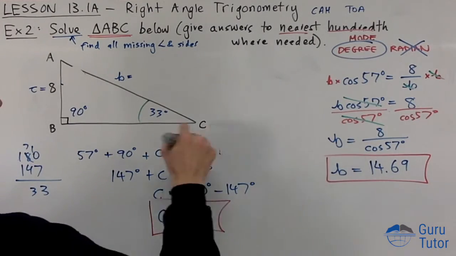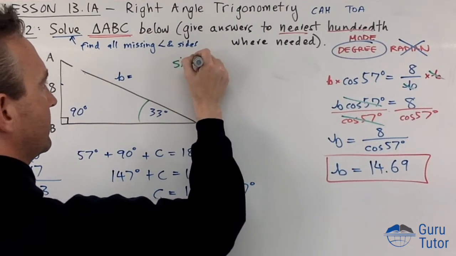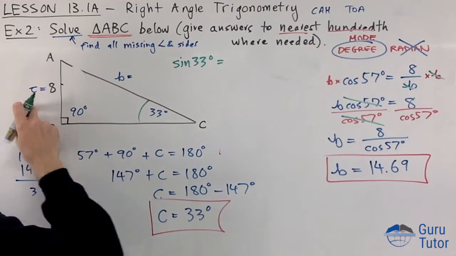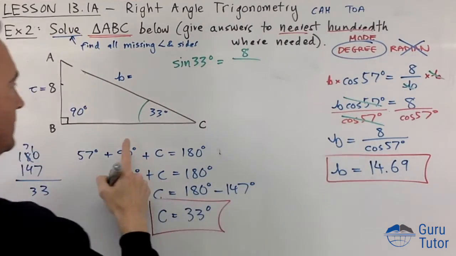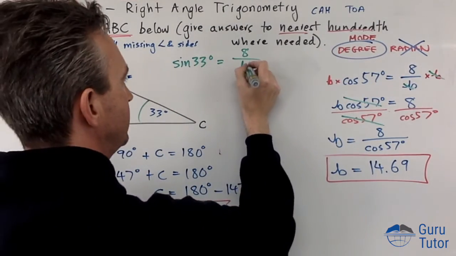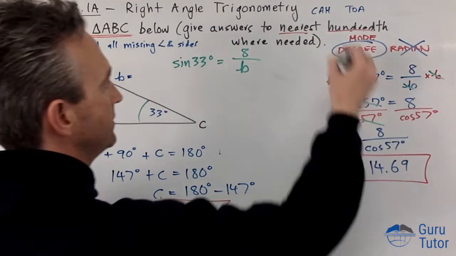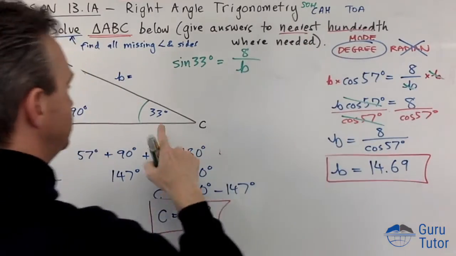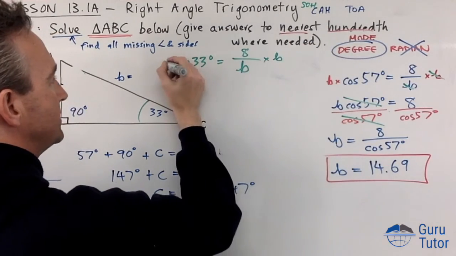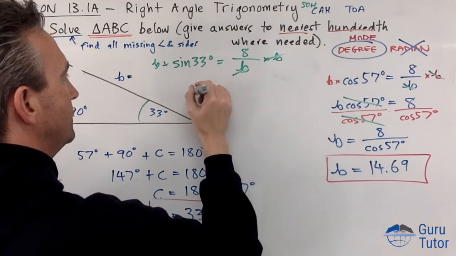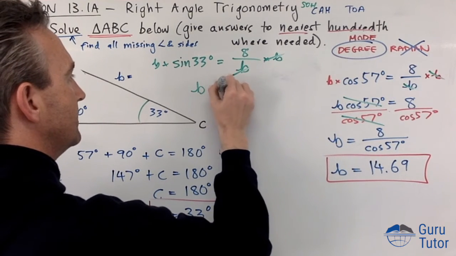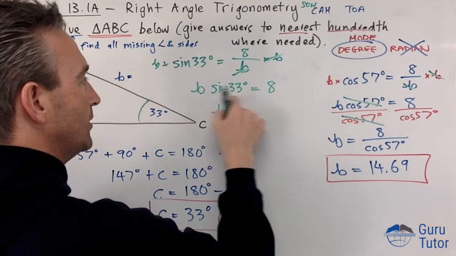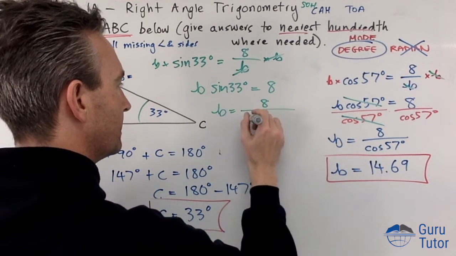So I could have done sine 33 equals opposite 8 over hypotenuse B, which we don't know. We're pretending we don't know. Okay, so SOH. Remember, sine is opposite over hypotenuse. How do I find B? Multiply both sides by B. Cancel as before. B sine 33 equals 8. B equals, divide both sides by sine 33.